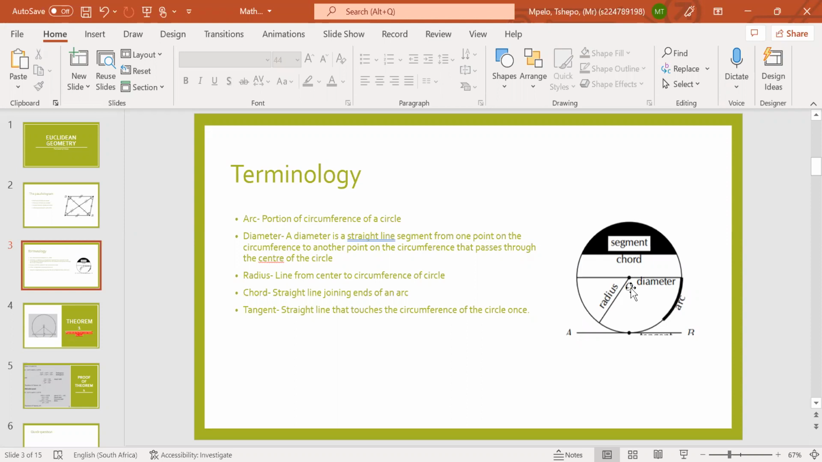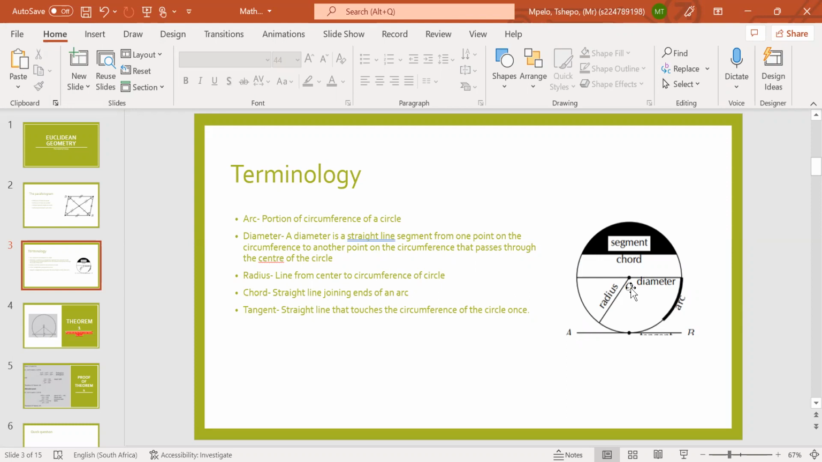And then the diameter. Oh, grade 11. Yeah, so you're on the right track.